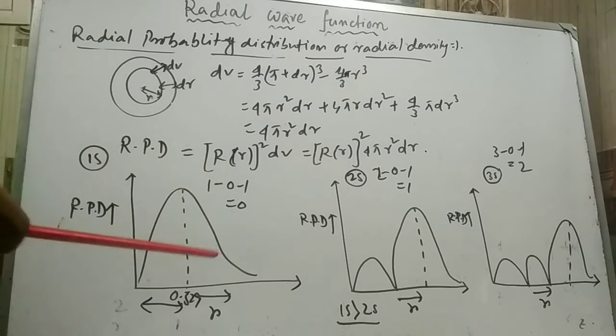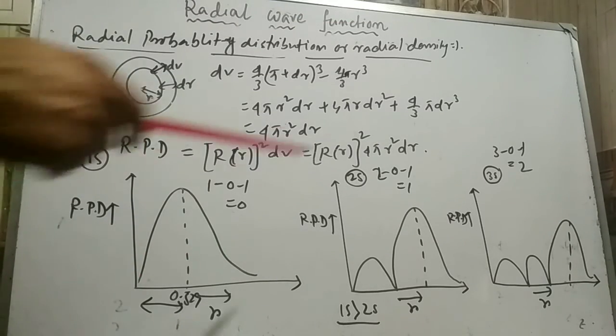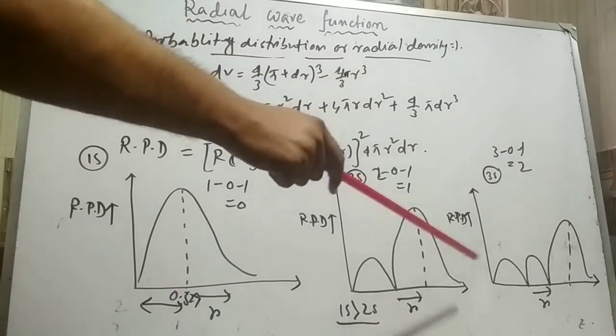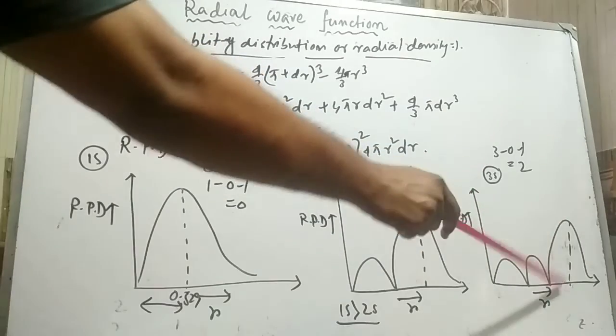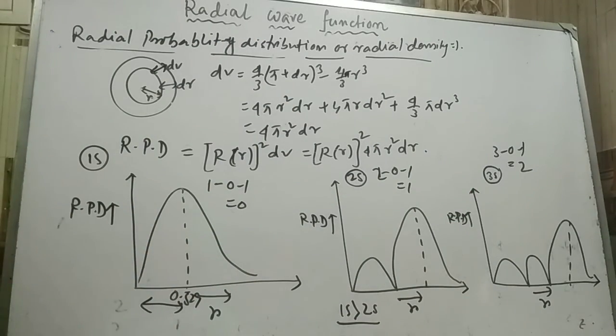And similarly, in case of the 3s atomic orbital, the number of nodes is 2 because 3 minus 0 minus 1 gives 2, and the probability of finding the electron in the 3s atomic orbital is maximum at this point, where the electron density is maximum.